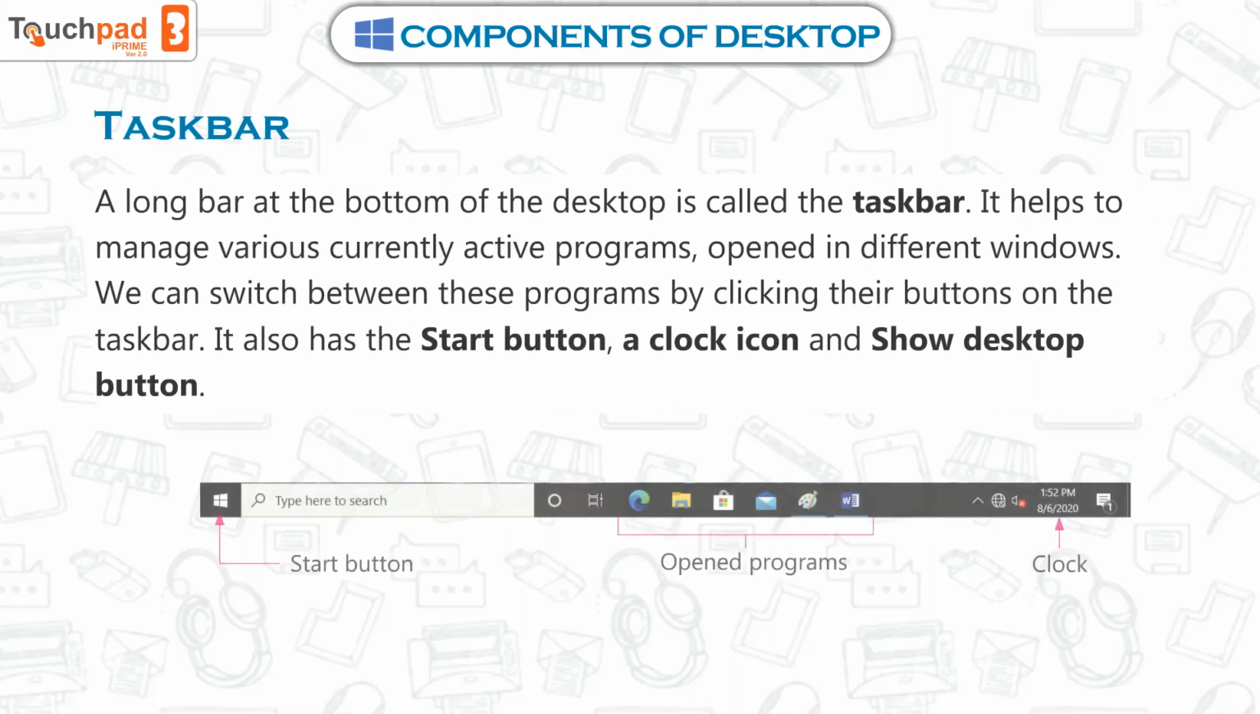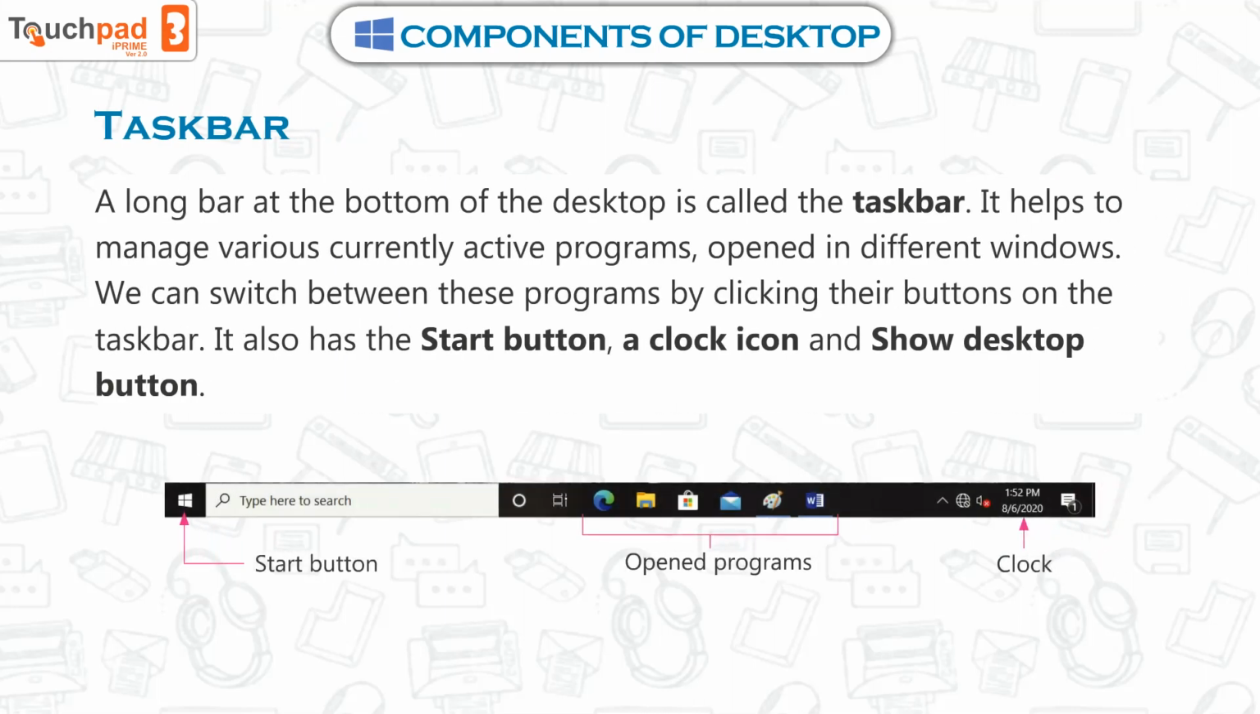Taskbar. A long bar at the bottom of the desktop is called the taskbar. It helps to manage various currently active programs opened in different windows. We can switch between these programs by clicking their buttons on the taskbar. It also has the Start button, a clock icon, and Show Desktop button. Start button, Open Programs, Clock.